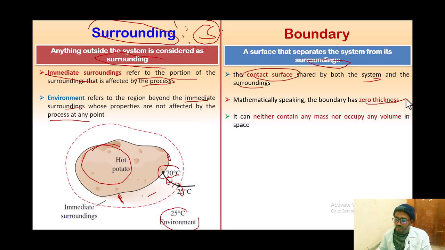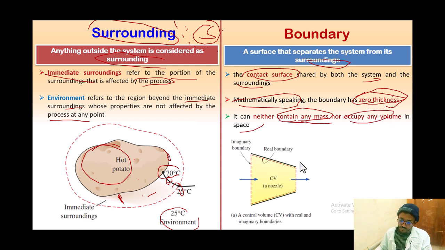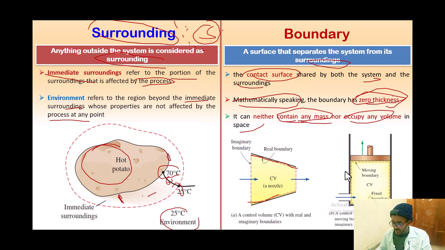Mathematically speaking, the boundary has zero thickness. If we are talking mathematically, we couldn't say it has this thickness or that thickness, we say it has zero thickness. It can neither contain any mass nor occupy any volume in space. So if there is zero thickness, it cannot contain any mass or occupy any volume in space. As you can see, this one is the imaginary boundary. Or you can take this one, right? So I think you've got the difference between surrounding and boundary.